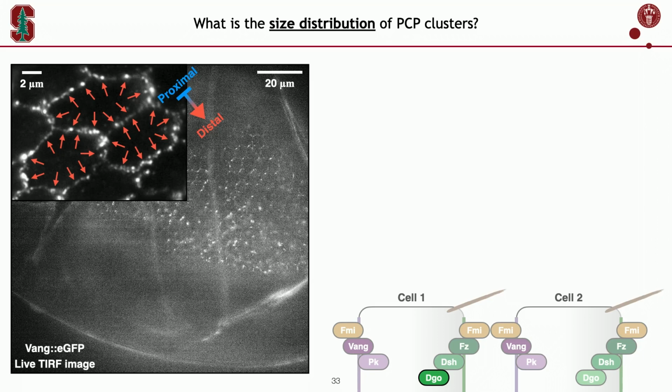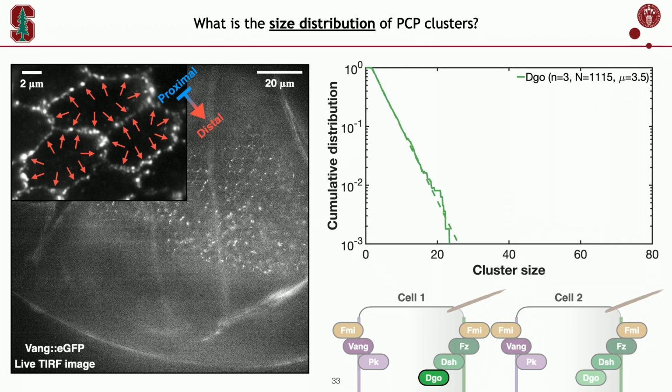I should explain that the lowercase n is the number of biological replicates, and uppercase N is the number of clusters I looked at, and then mu is the mean average cluster size in the exponential fit.